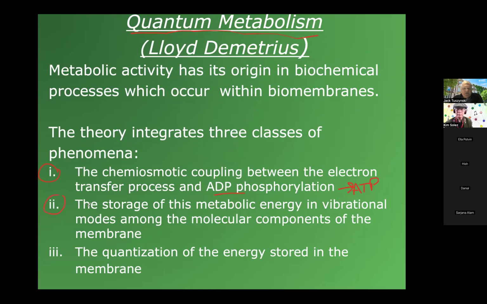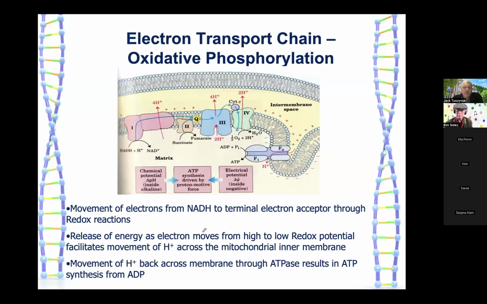Then the second is the storage of metabolic energy in vibrational modes of various molecular components of the membrane. And the third assumption or building block of this quantum metabolism by Demetrius is quantization of the energy in the form of synchronized oscillations. So this has been demonstrated by experiments on cells that the metabolic enzymes across the organism are synchronized, and that leads to efficiencies.